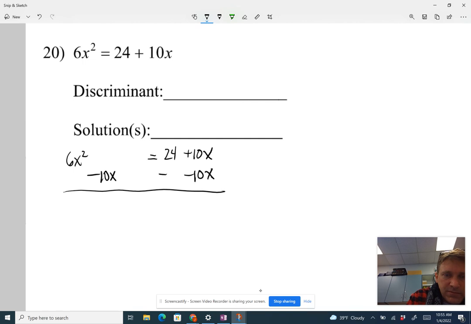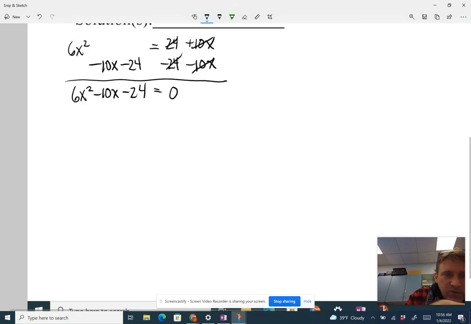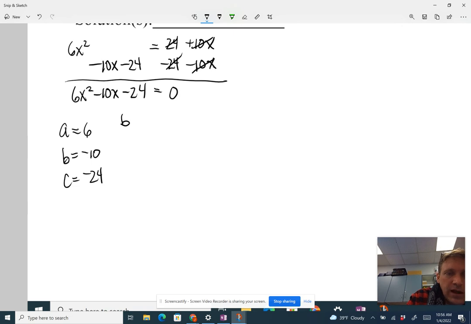And I'm going to take minus 24, the opposite of 24, and I'm going to subtract it from both sides, again, putting it in the slot where I want it to go. Over on the right, these are going to cancel, leaving 0. And on the left, we've got 6x squared minus 10x minus 24. Now that we have it in standard form, I can say that a equals 6, b equals negative 10, and c equals negative 24. I go to b squared minus 4ac.